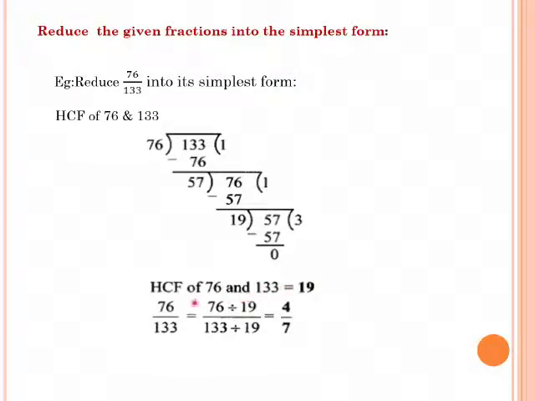Now what you have to do, children, is reduce the given fraction. So 76 upon 133 will be divided by that HCF, that is 90. Both numerator and denominator you will divide by 90. So what you get over here is 4 upon 7. That is the reduced form of your fraction. So that means that it cannot be further factorized. So this method can be used to find the reduced fraction.